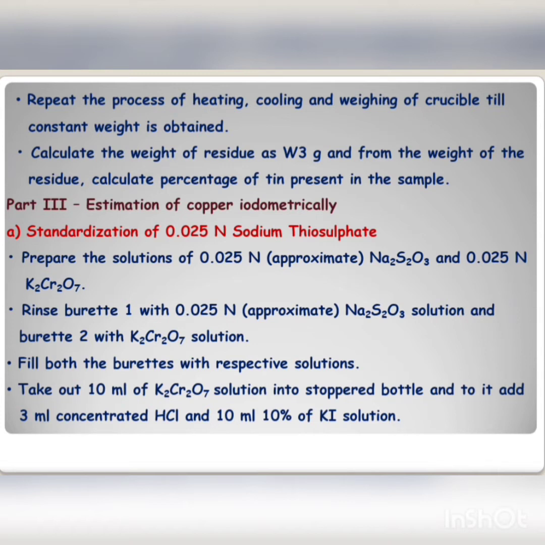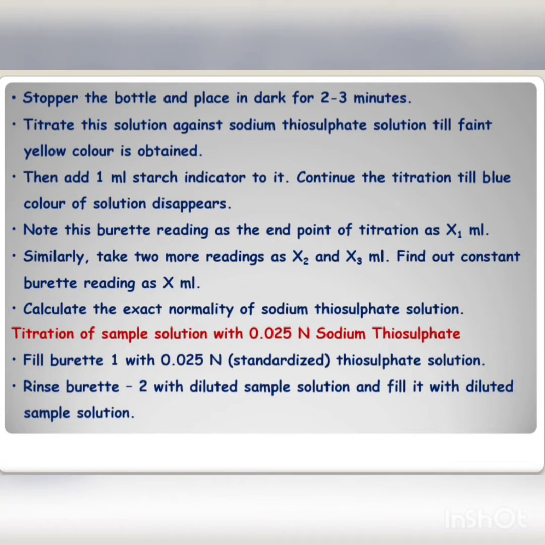In that we are going to add 3 ml concentrated HCl and 10 ml 10% KI solution. The bottle should be stoppered and placed in the dark for 2 to 3 minutes for liberation of iodine, and that solution we have to titrate against sodium thiosulfate till we get a faint yellow colored solution.